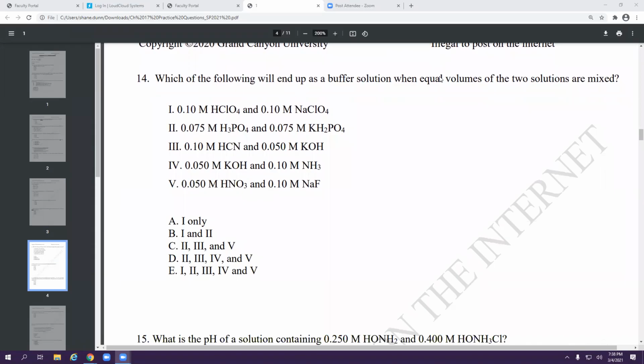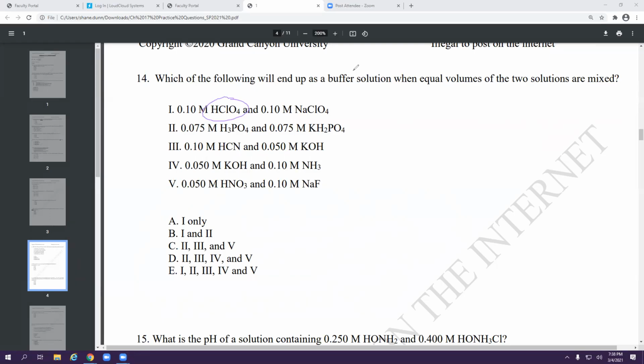Woohoo! 14. Conceptual questions. Which of the following, when added together, will develop a buffer? So it's step by step.